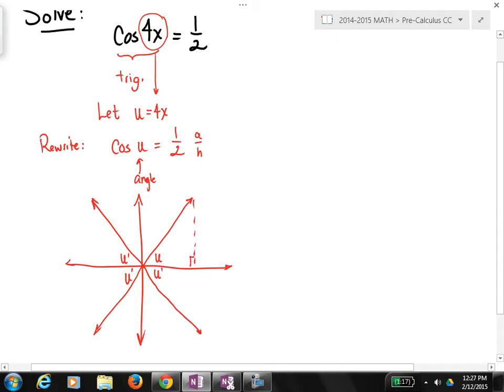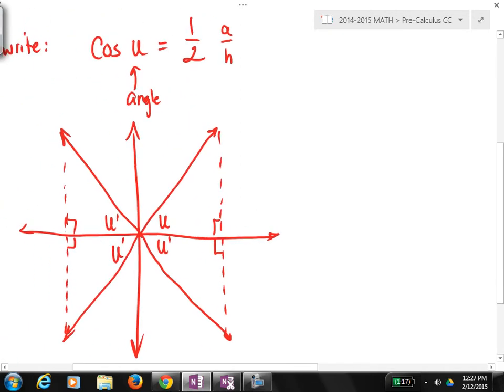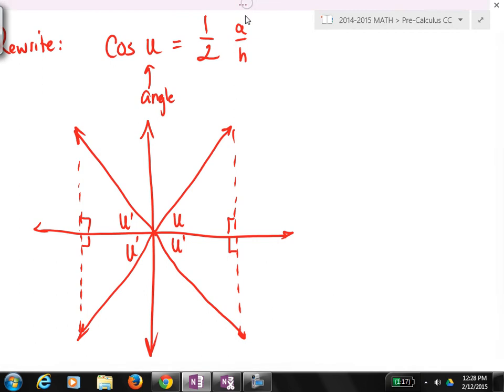Create the right triangles associated with each of these terminal sides. Remember that it always goes towards the horizontal axis. Let me zoom in on the drawing. And now let's start labeling our adjacent 1, hypotenuse 2 in all of these.